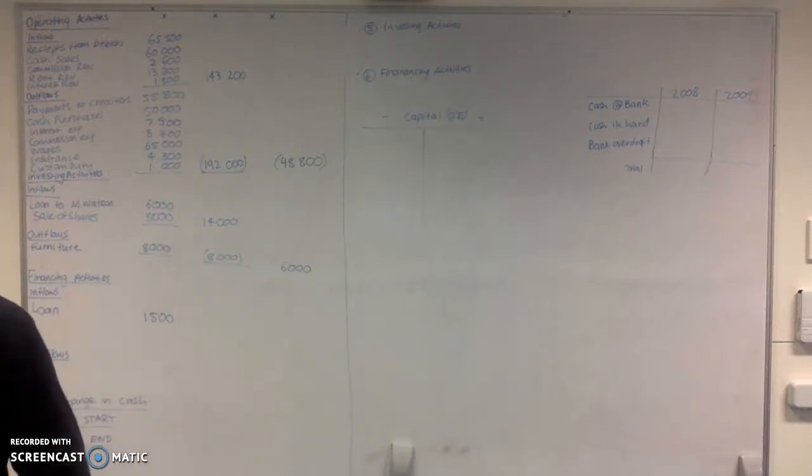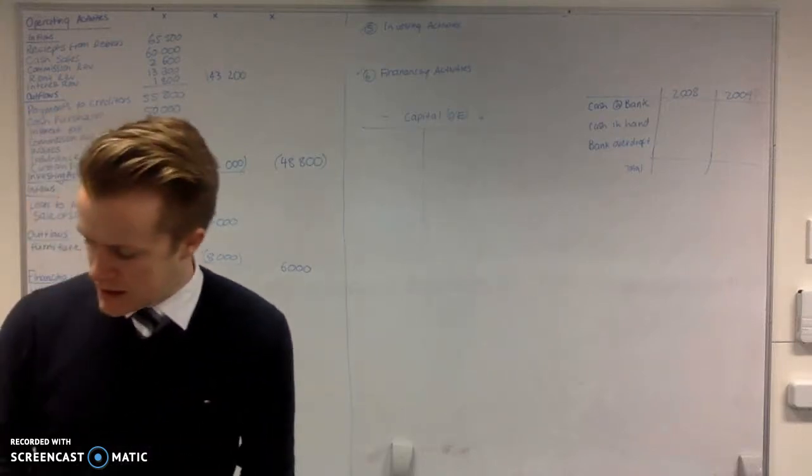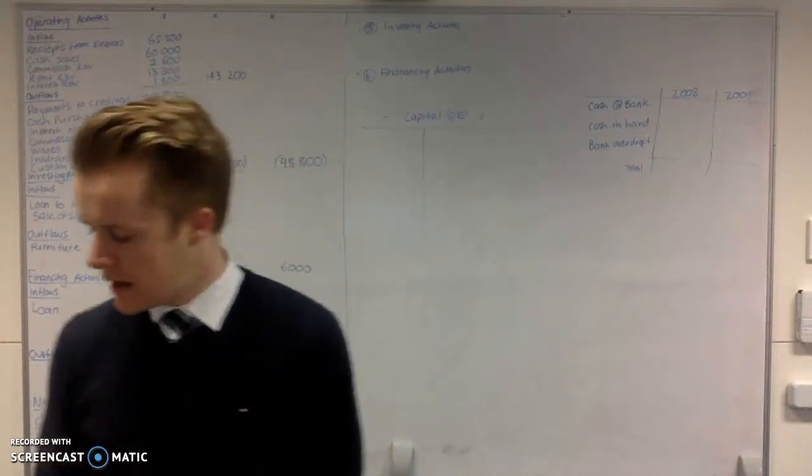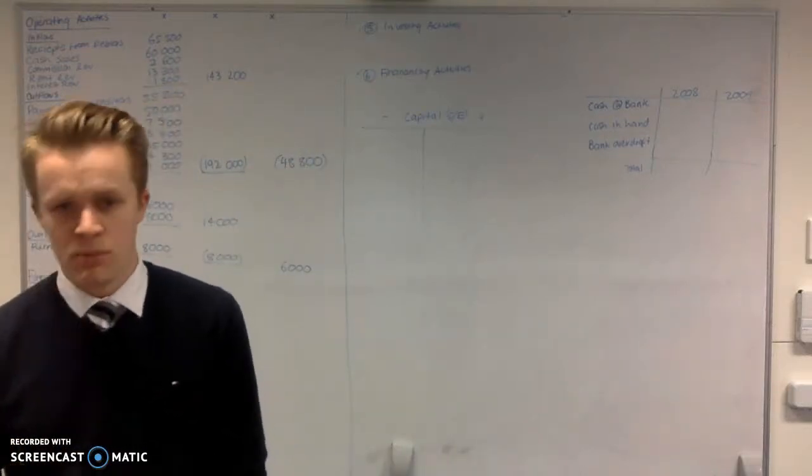All right, and then the one right at the bottom there, mortgage. Similar sort of thing here. The business had a $70,000 mortgage in 2008. And then a year later, they have a much bigger mortgage.